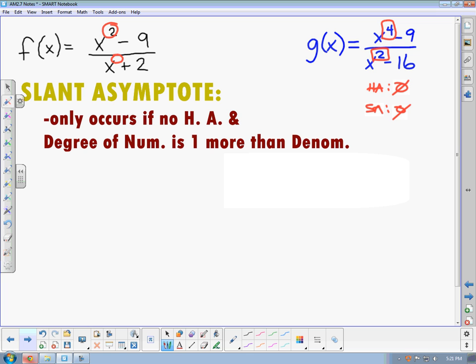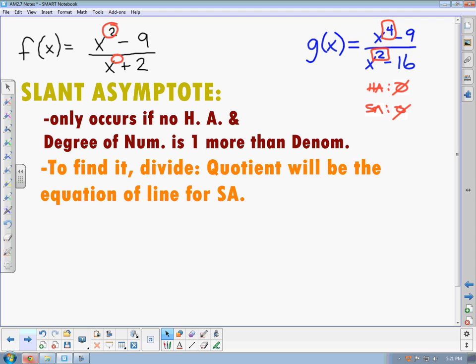So then how do we find the slant? All you have to do is divide them. And the quotient will be the equation of the line for the slant asymptote. Now, you can try to divide it synthetically. If you don't recall the synthetic way, then you do it the long method and put x plus 2. And then here you would have x squared, leave a space, and minus 9.